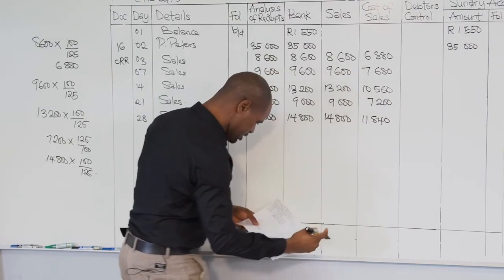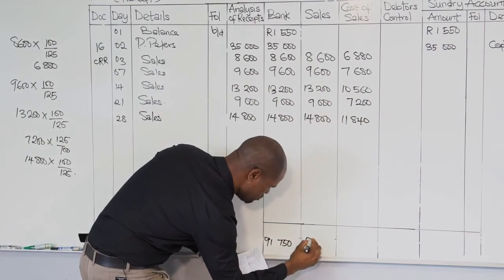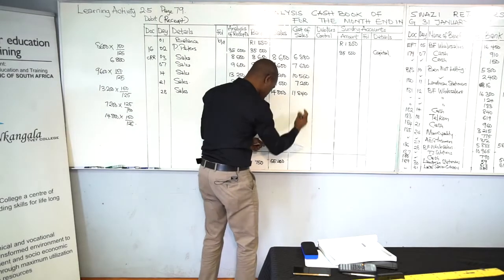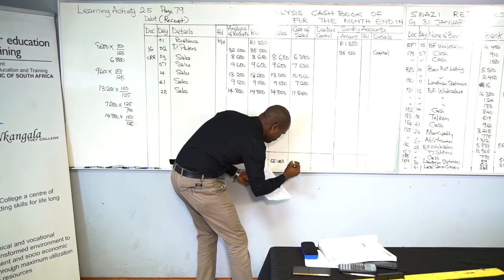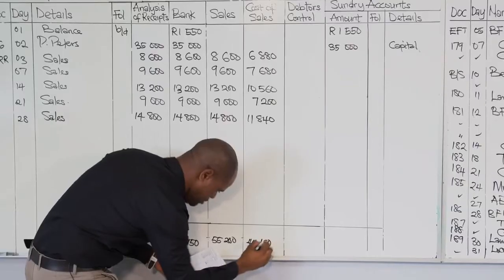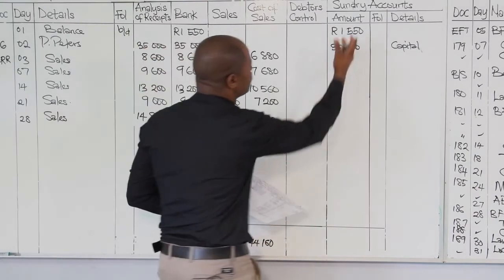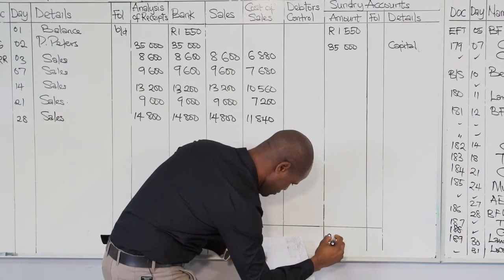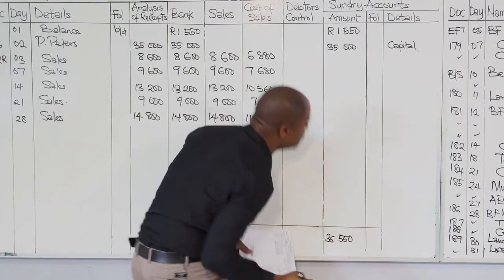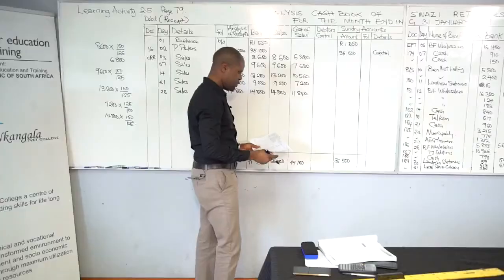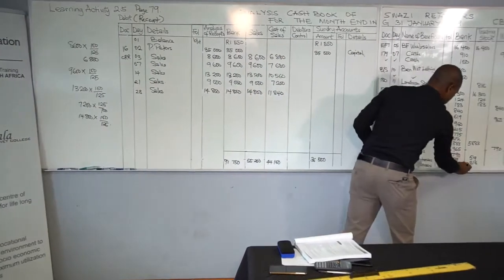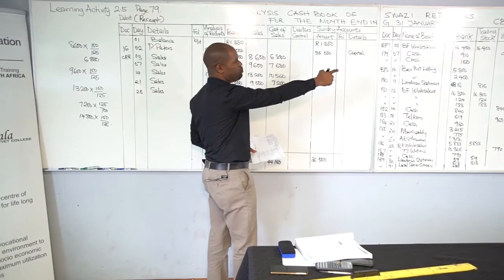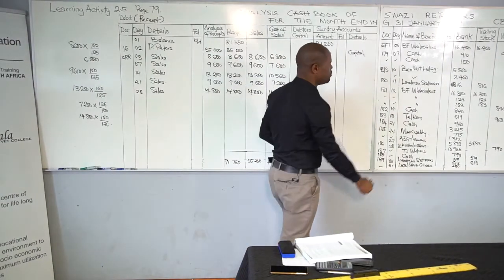Then my sales, the total sales, we have 55,200. The cost of sales, we have 44,160. And then if you come to the sundry account, we have 36,550. Now, if you look at the total here, it means that there's going to be a balance carried down, to balance our payment side, which is the credit side.